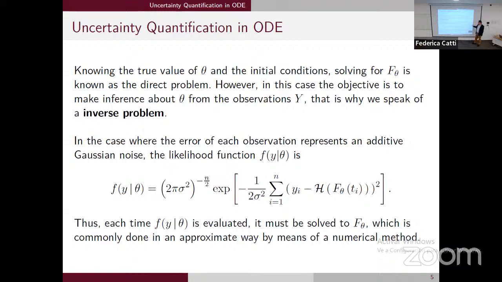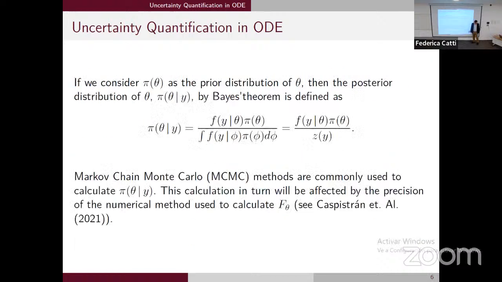In the case where the error of the observation represents additive Gaussian noise, the likelihood function is this. And in this expression, we can see that every time we want to evaluate the likelihood function, we must solve the forward map. And in general, it's not possible to solve the forward map in an analytical way, so we necessarily use approximation with numerical methods. So we have a numerical version of the solution of the forward map and a numerical version of the likelihood function.